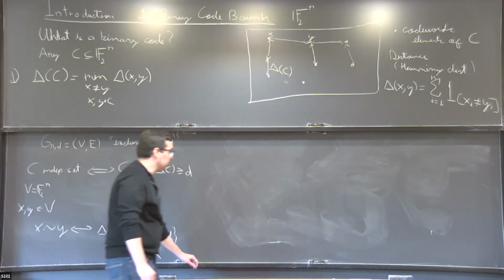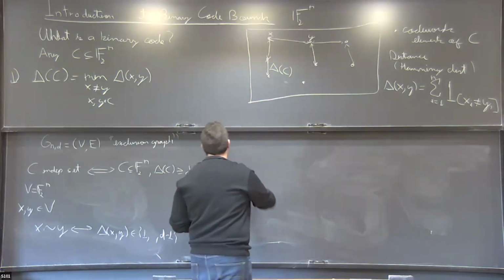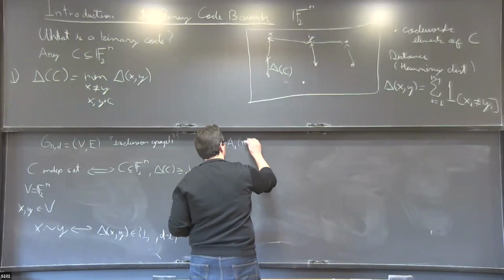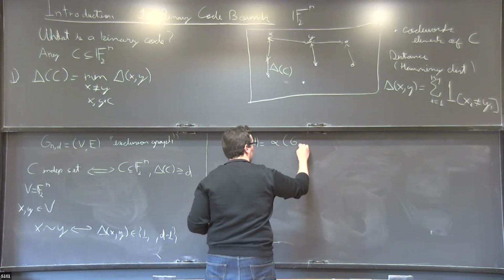And why is this useful? Because it gives us a different perspective on this problem, right? So essentially what we just said is that A_2(n, d) can be equivalently computed as the independence number of this graph, right?